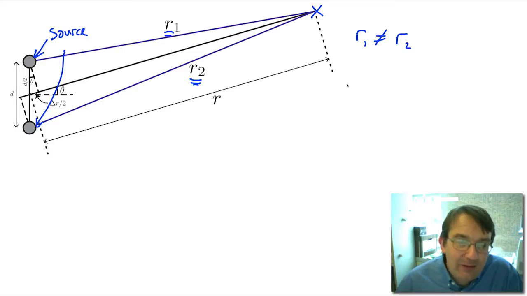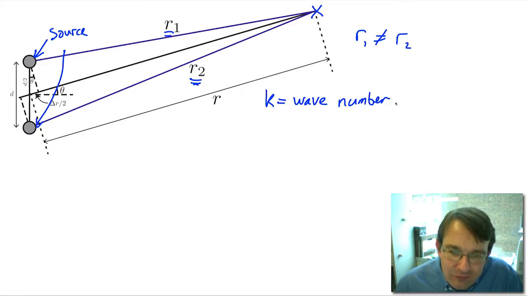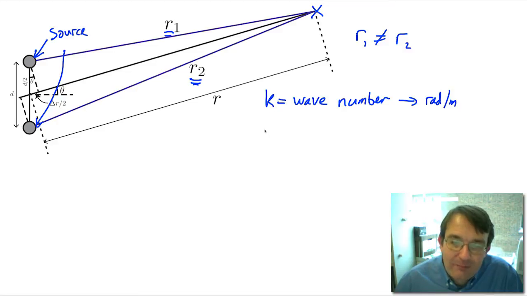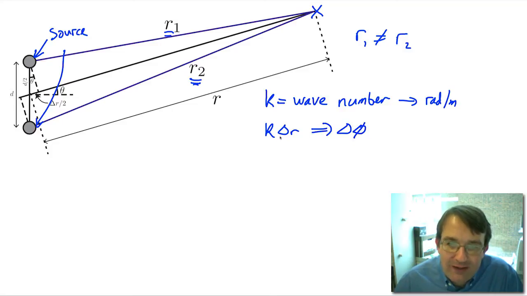So the question now is: how does the phase of a wave change with displacement? Well, if you remember, we defined the wave number k, and this was the rate of change of phase with respect to distance, right? Remember, we had this in radians per meter. So this wave number multiplied by the distance, or the difference in the distance, will give us the change in phase. So the change in phase of a wave is just k times the displacement.